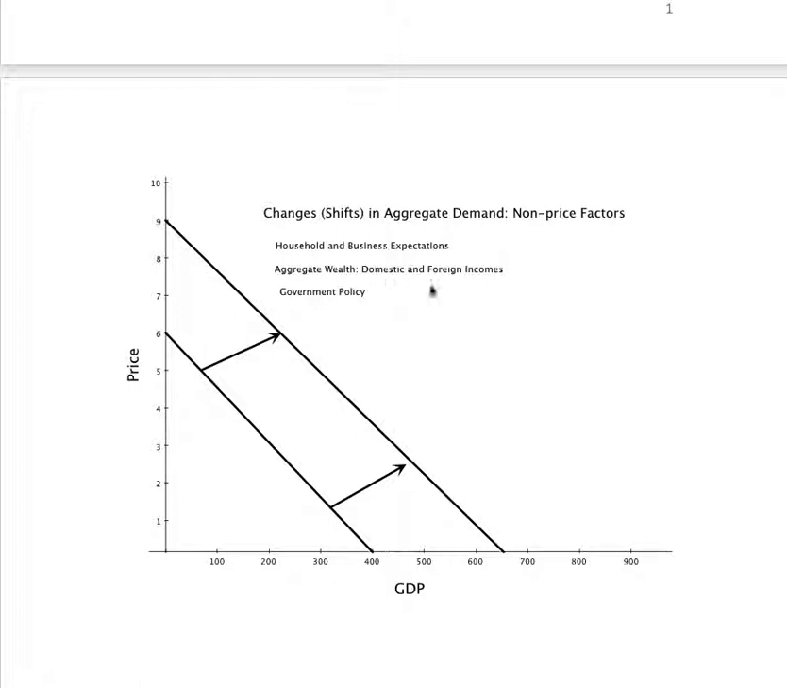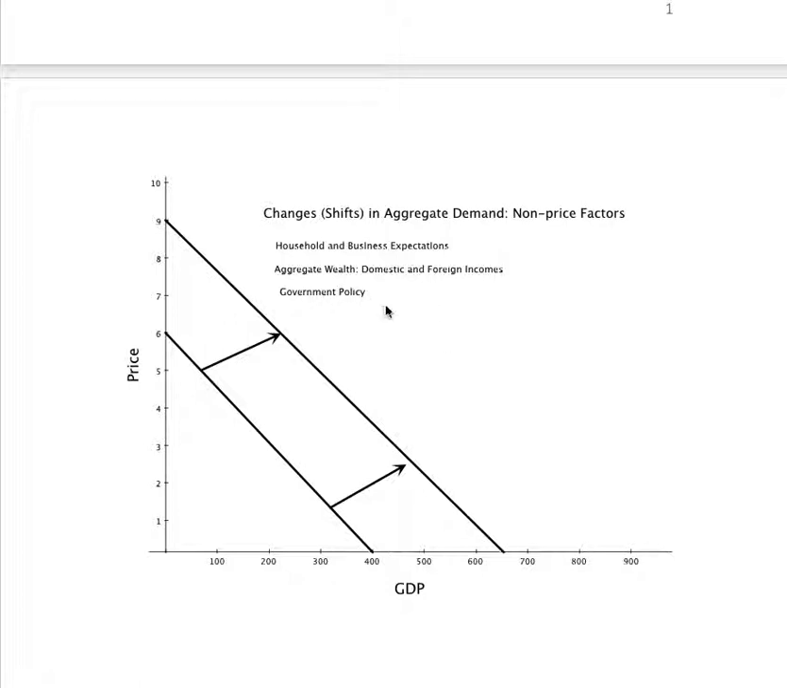Expectations, right, are good. Foreign incomes are rising. Domestic incomes are rising. Guess what? I'm going to buy more, and that will cause a shift to the right. Vice versa, right? Lower incomes shift to the left.